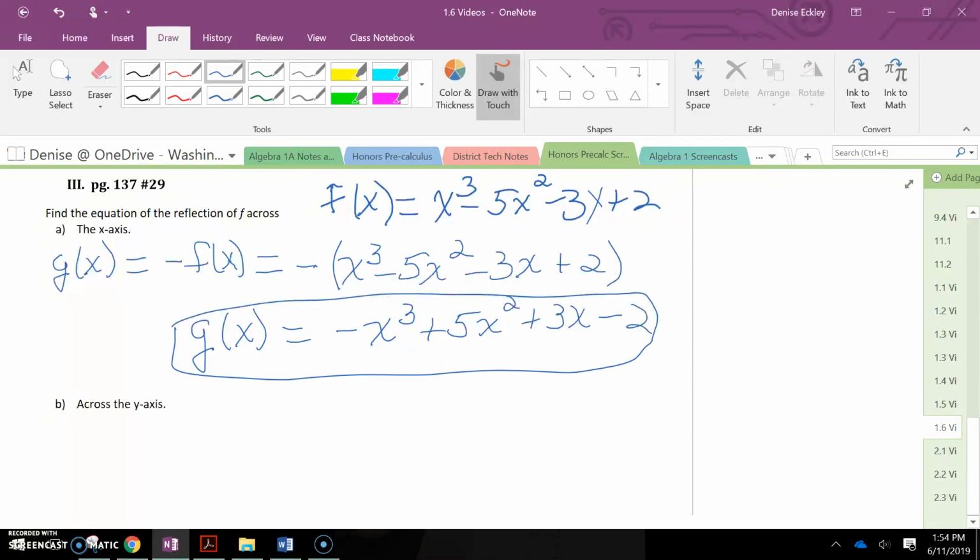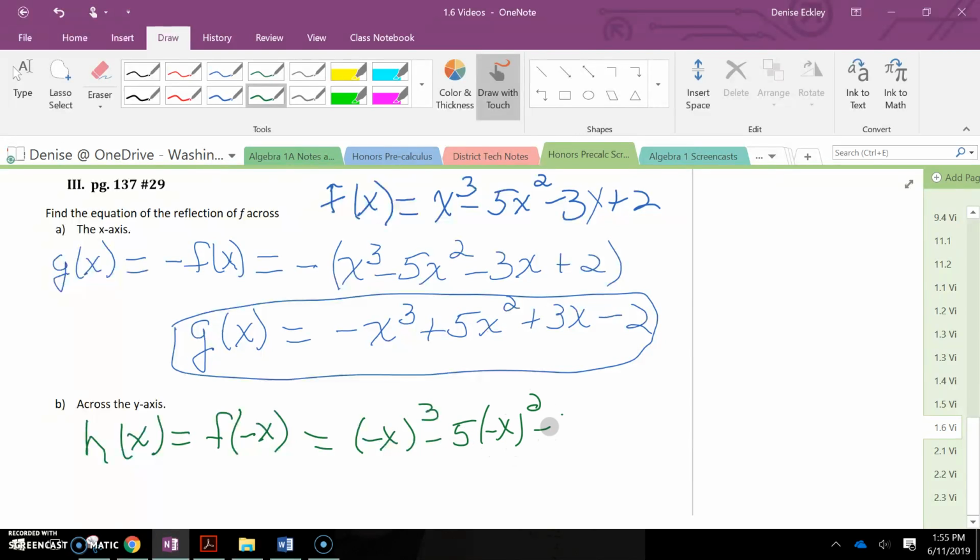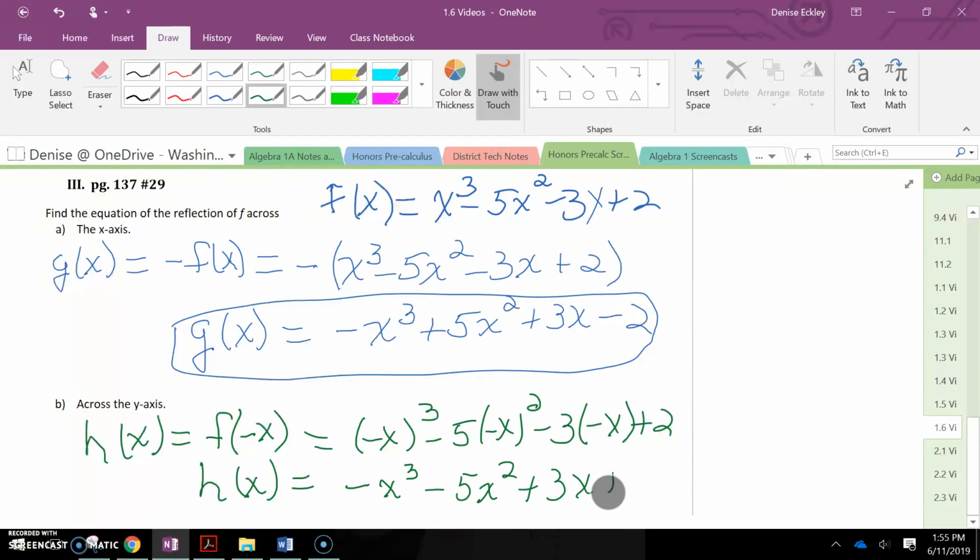Now to reflect it across the y-axis, we're going to take our function, we'll call this one h of x, and we're going to take f of negative x. So that's going to be negative x to the third minus 5 times negative x squared minus 3 times negative x plus 2. So our h of x, which will be a reflection across the y-axis, will be negative x to the third minus 5x squared plus 3x plus 2. So there's our reflection over the y-axis.